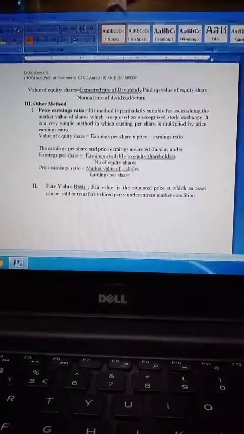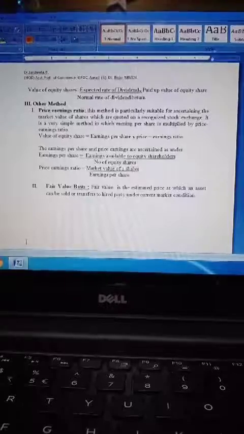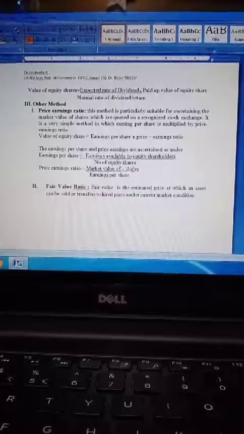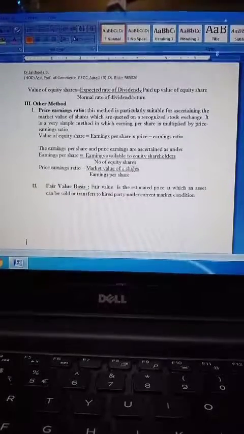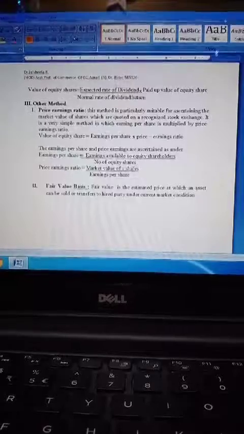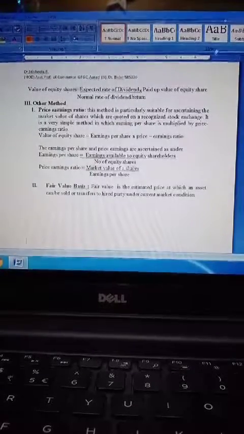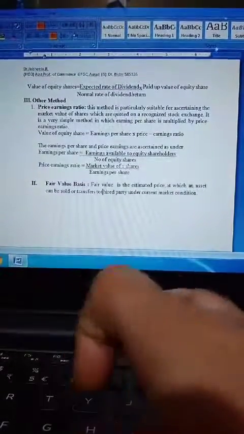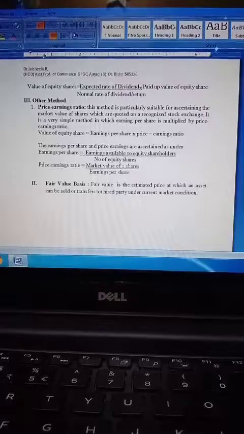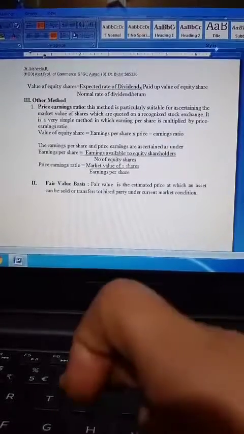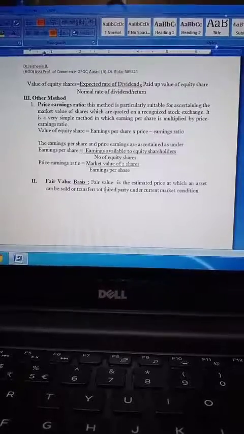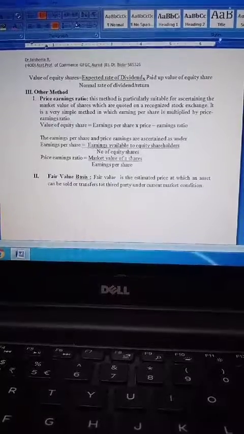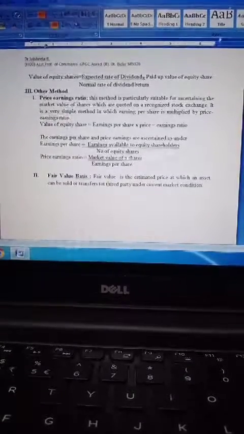The second method is fair value basis. This is also one of the other methods of valuation of shares. Fair value is the estimated price at which an asset can be sold or transferred to a third party under current market conditions. These are the methods of valuation of the shares.